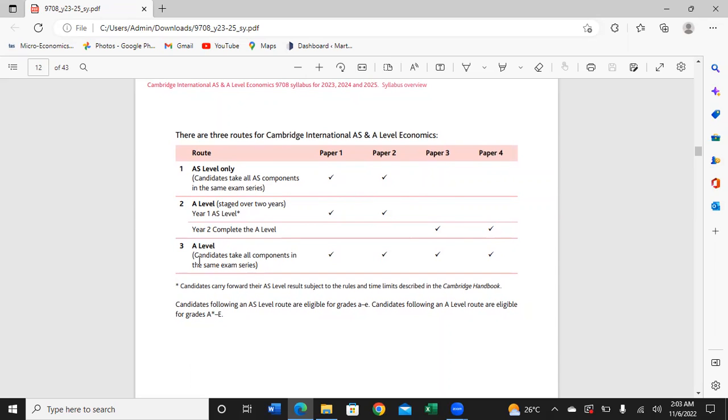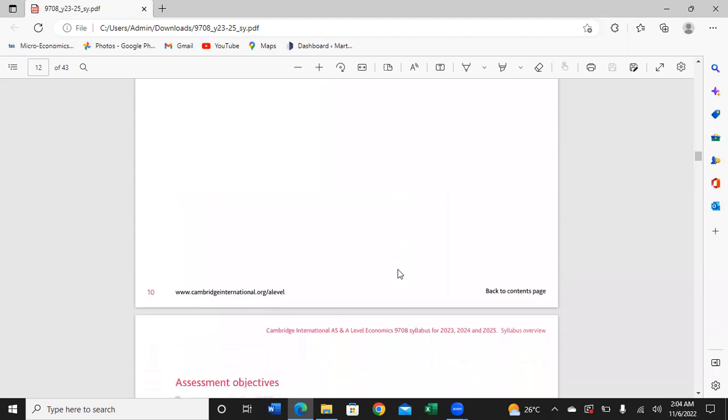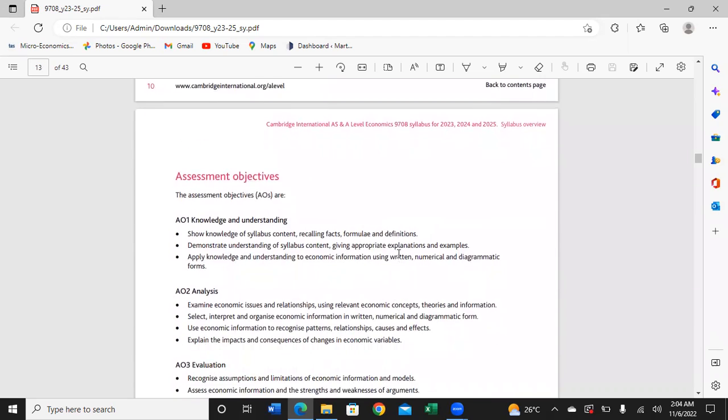Or sometimes students or candidates take all components in the same series, like you are appearing in 2023 and you are appearing in all four papers. So paper 1 and paper 2, paper 3 and 4, you have to appear in all four. Then your A level will be a complete qualification.